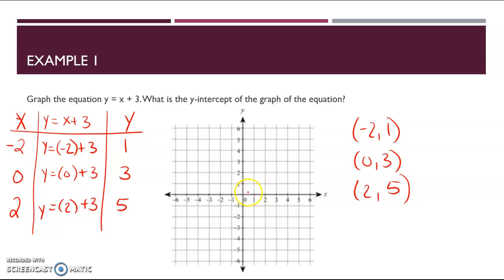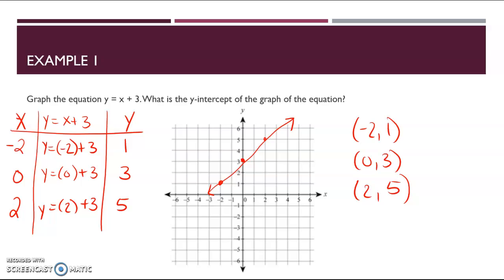So from here, I'm going to plot these points. We're going to go left 2 and up 1. There's my first point. (0, 3), and then (2, 5). So there are my 3 points on the graph. And then the only thing left is to draw through my points and to put arrows, because a line goes on forever and never ends, so you have the arrows at the end.